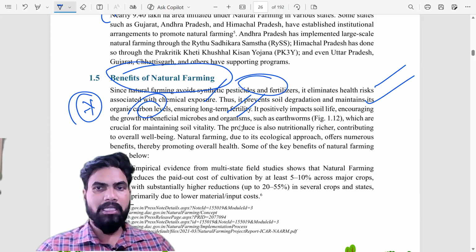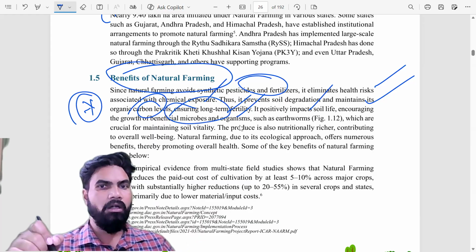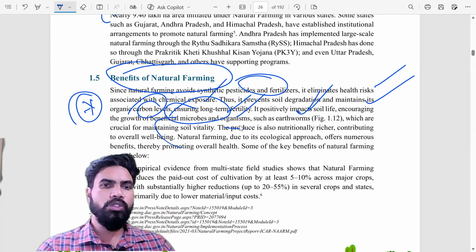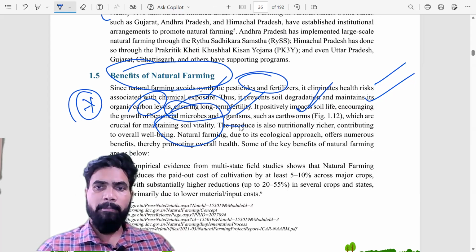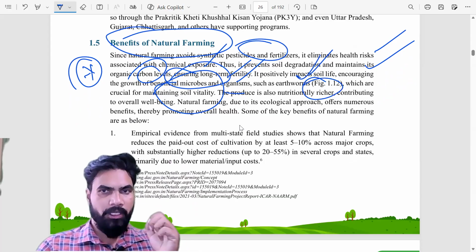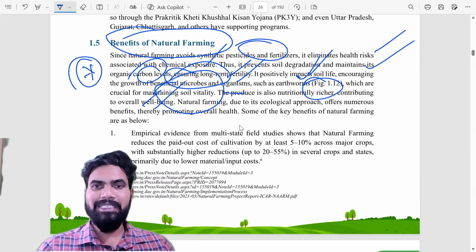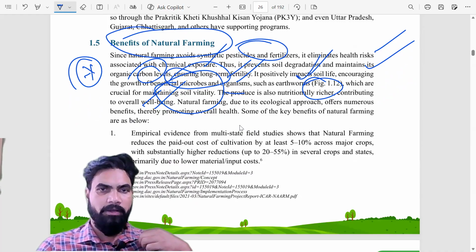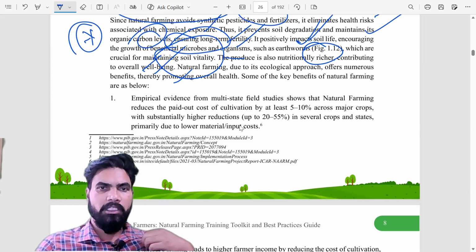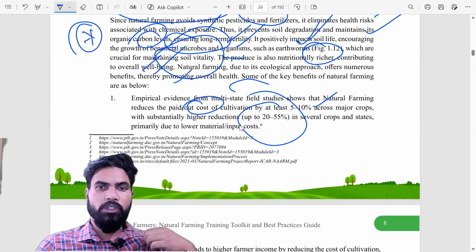Then it positively impacts the soil life, encouraging the growth of beneficial microbes and organisms such as earthworms, which are crucial for maintaining soil vitality. Then the produce is also nutritionally richer, contributing to the overall well-being of the people. Due to its ecological approach, natural farming offers numerous benefits. We will see one by one, point-wise. Evidence shows that natural farming reduces the paid-out cost of cultivation by at least 5 to 10% across major crops, with substantially higher reductions of up to 20 to 55% in several crops and states, primarily due to lower material or input costs.